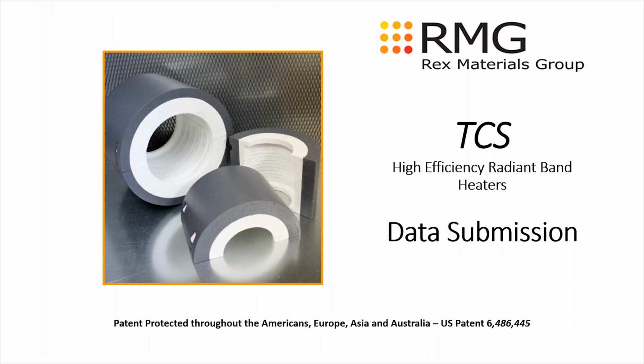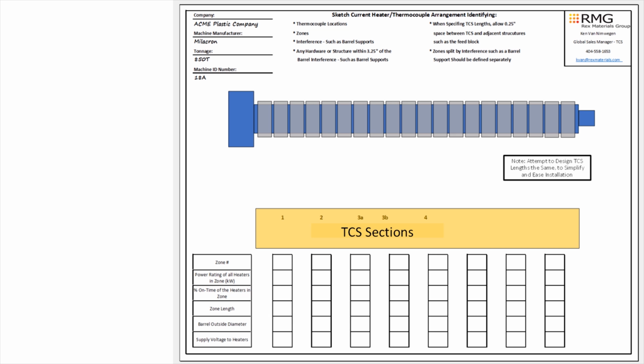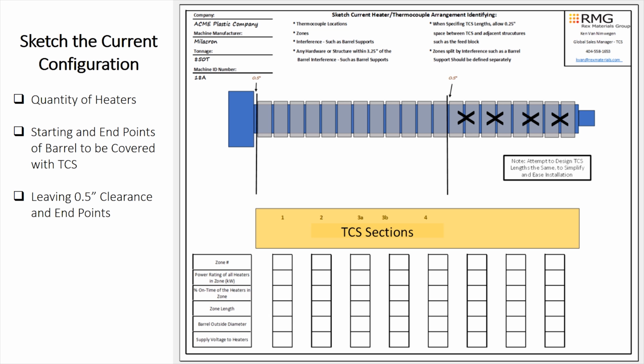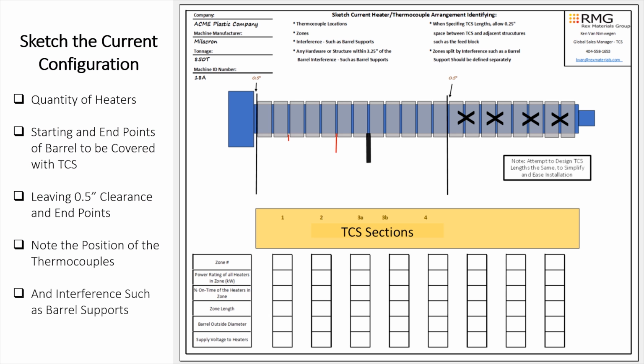Data submission. A simple form is provided for submitting data. Sketch the current configuration, including the number of heaters, location of thermocouples, and noting any interference. Start by identifying the number of heaters. Then identify the starting and end point of the portion of the barrel to be covered with TCS. Leave half an inch on either end for clearance, then note the position of the thermocouples and any interference, such as barrel supports.